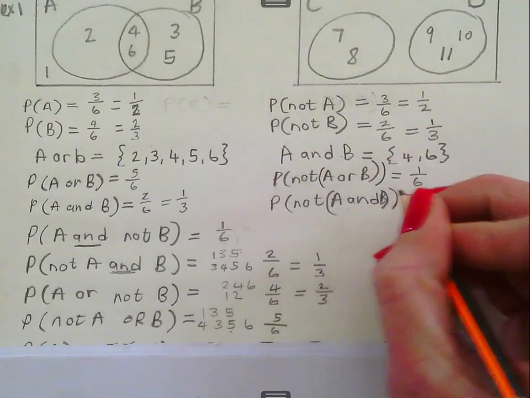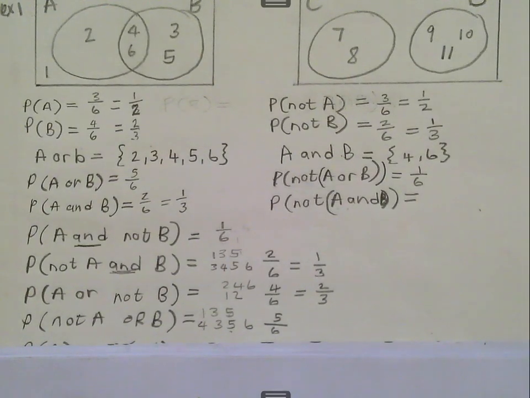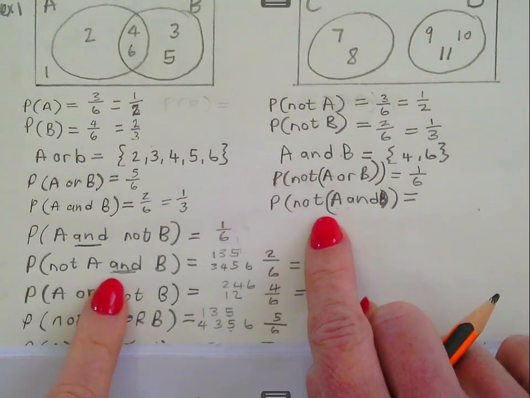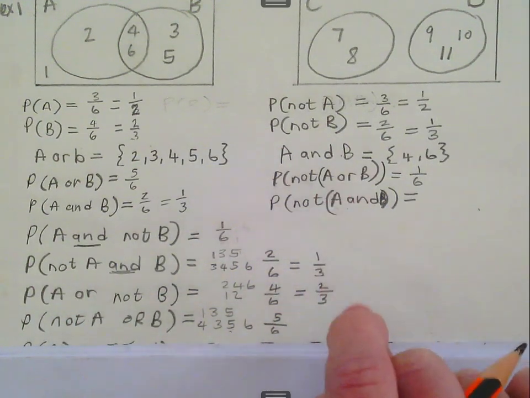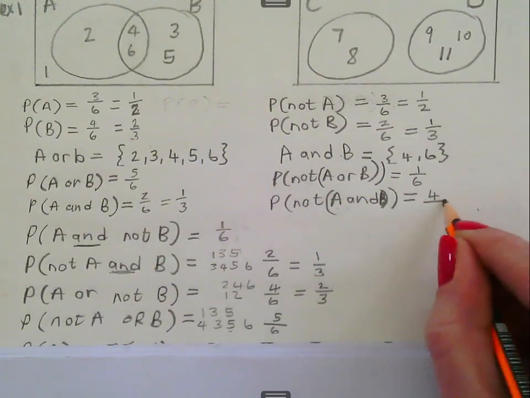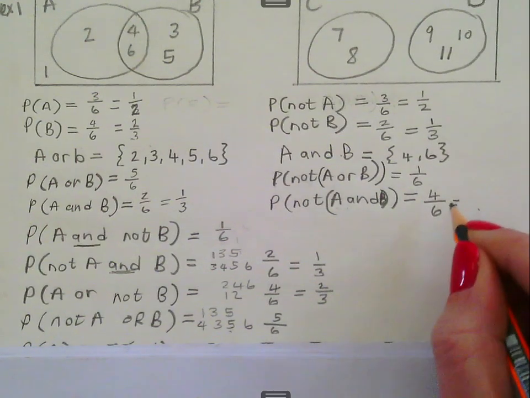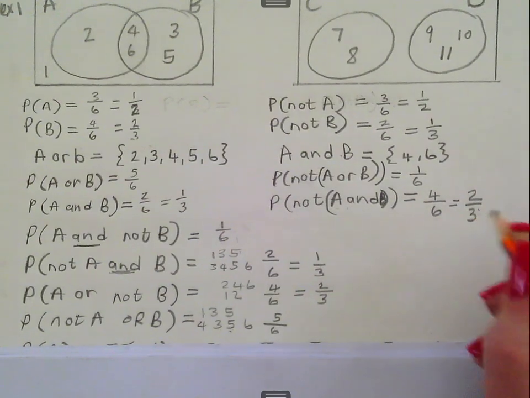Sorry, it needs a B there. I see I didn't write it. I want the probability of not, in brackets, A and B. So you see the difference between that question and that question. I want not A and B. So you first have to know what A and B is. What's the probability of choosing someone that is not A and B? 4/6. Because the ones that are A and B are 4 and 6. Those are the only ones. Let me finish. And this gives me 2/3.